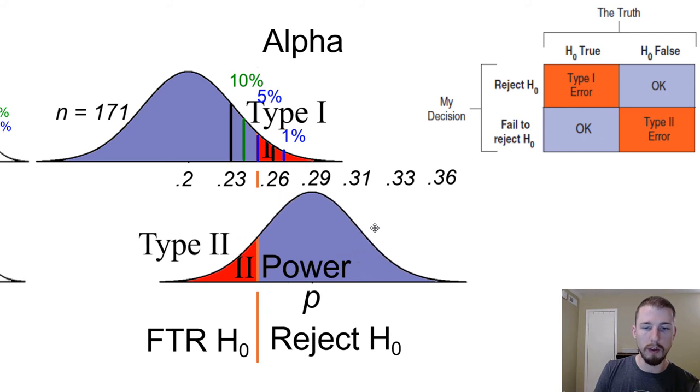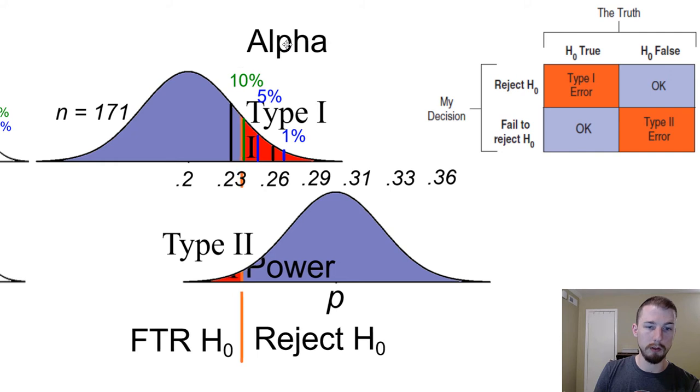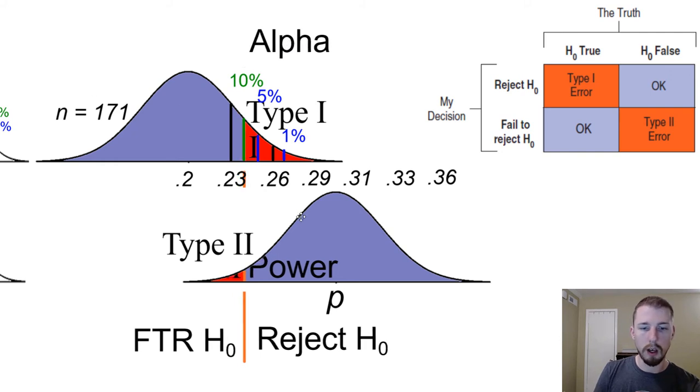Now, if the actual proportion of orange M&Ms was, say, 30%, then even if we had a really sloppy alpha of like 20%, which would be 10% on each side, then 90% of the time, even with a small sample size of 171, we would have been able to detect that difference because it was such a large effect size of a difference between 20 and 30%.